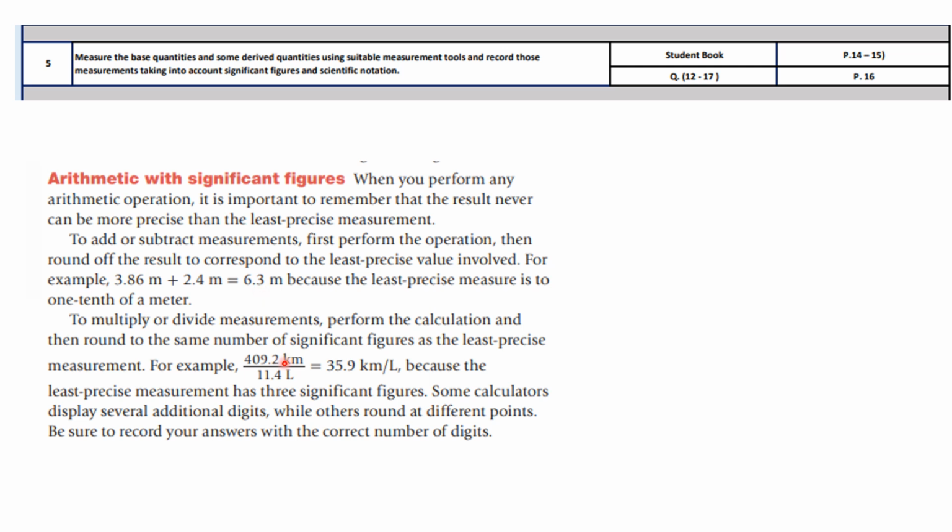In the second example, about division, we also have 2 numbers. We are dividing 409.2, which has 4 significant figures, by 11.4, which has 3 significant figures. Here I think it's easier, because we go with the least number of significant figures, which is 11.4, containing 3 significant figures. So the answer has to contain 3 significant figures as well. That's in the case of division and multiplication.